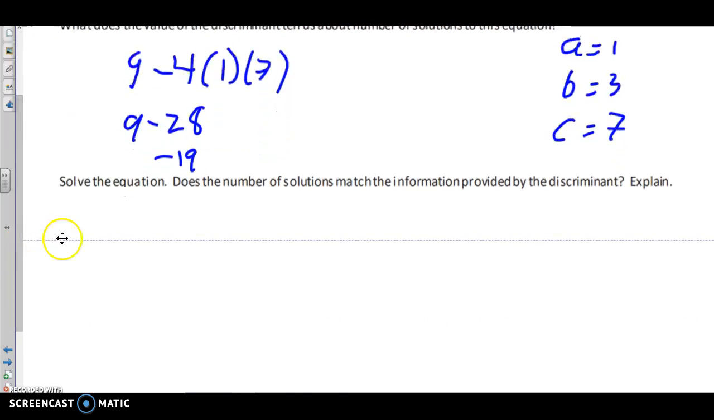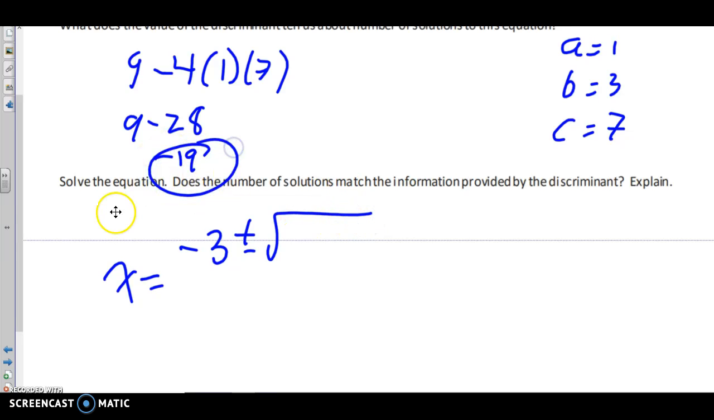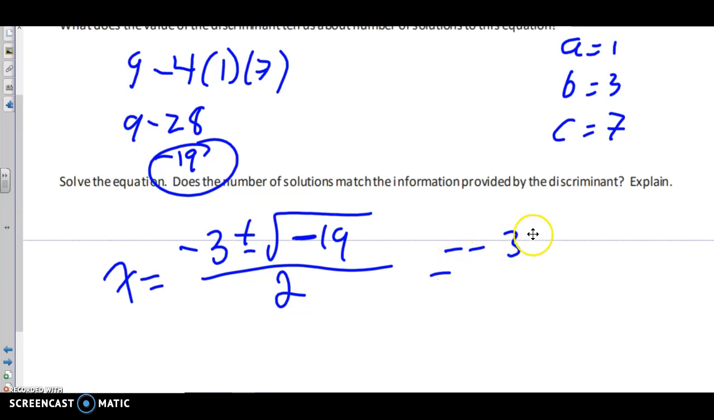So now I have to solve this. x equals negative b plus or minus the square root. I've already got this discriminant value done, so I've saved myself a little bit of time. All over 2a. Negative 3 plus or minus, I can't simplify the square root of 19, so I have i radical 19 all over 2. And that is as far as I can go in terms of simplifying.